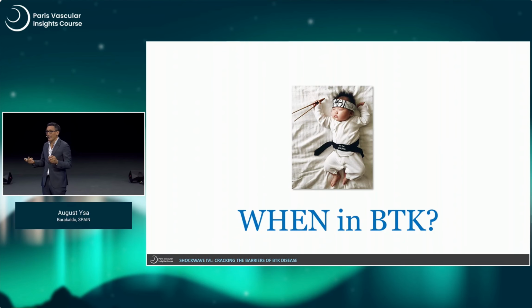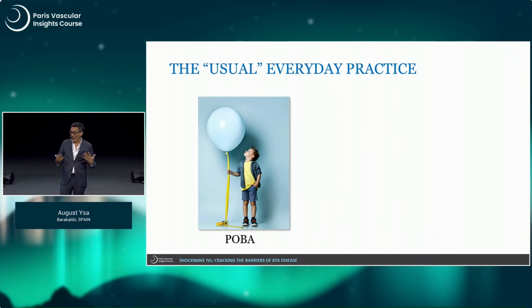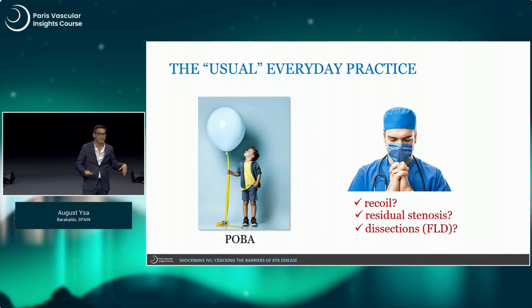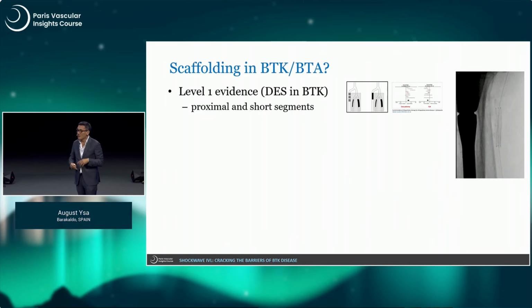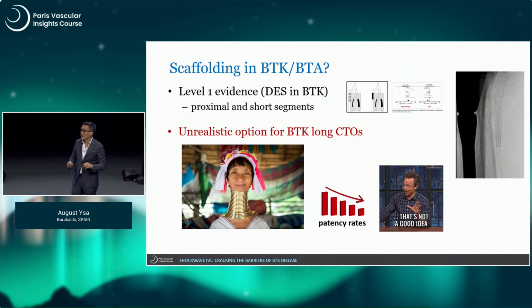But when it comes to BTK, if you ask me, when do you use IVL? I would say that the majority of you probably think that what I do in BTK vessels is just inflate, blow up a balloon, and pray. Pray not to have a dissection, a recoil, or a residual stenosis. And some of you may argue that we can deal with stents, level 1 evidence, yes, but for short proximal lesions, because let's be clear, scaffolding is an unrealistic option for long BTK CTOs.